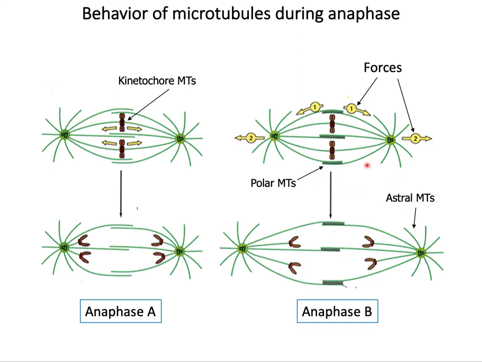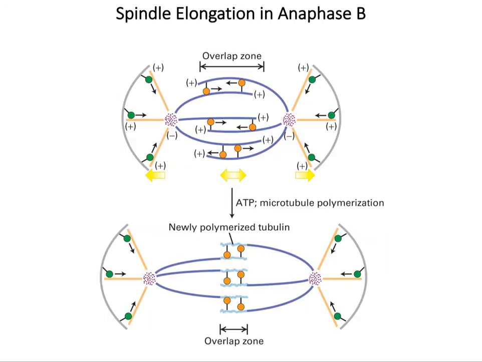In the case of anaphase B, you have the polar microtubules interacting with each other where they overlap. They actually push against each other and push the poles apart, which causes an elongation of the spindle. And then you have the astral microtubules, which are attached to the plasma membrane of the cell and will actually pull on these spindle poles, which will further enhance the elongation of this structure.